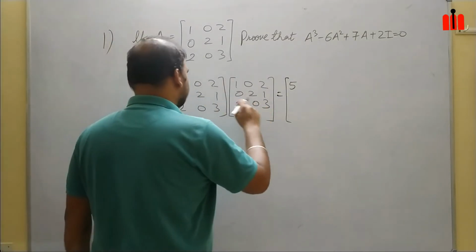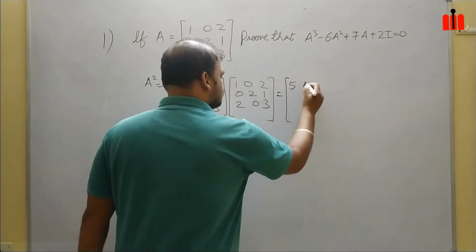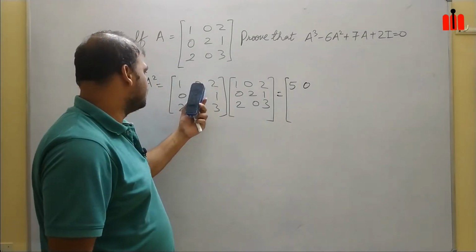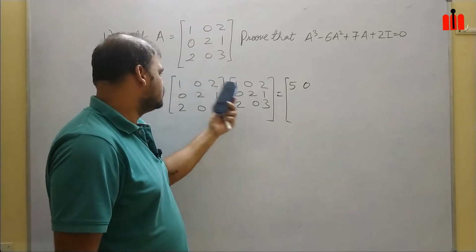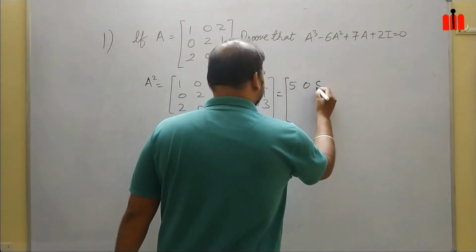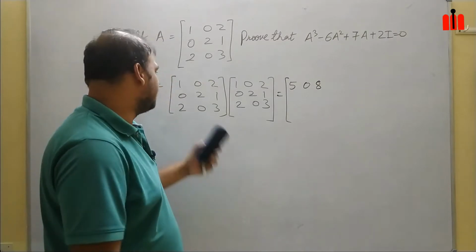Like that. What will be my second element? 1 into 0 is 0, 0 into 2 is 0, 2 into 0 is 0. Second element will be 0. Right? What will be my third element in the first row? 1 into 2 is 2, 0 into 1 is 0, 2 into 3 is 6. So 6 plus 2, 8. So first row is 5 0 8 of A square, right?